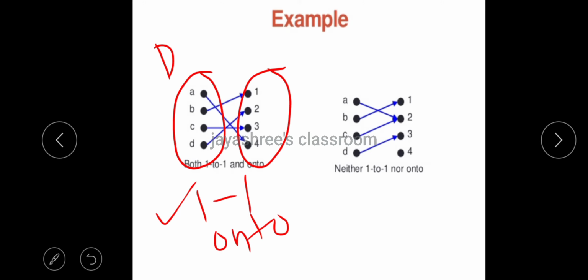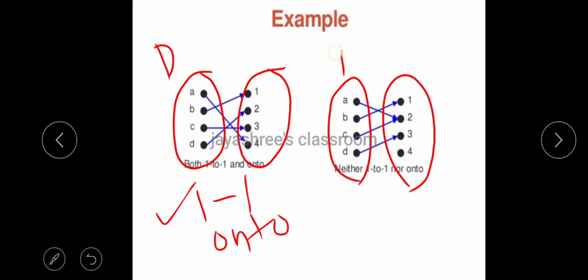Whereas, in this case, the domain contains A, B, C, D, and the codomain is 1, 2, 3, 4. Each member in the domain is connected to some member in the codomain, but here there is a free element, 4. 4 is not having a pre-image here. 4 is not used. Therefore, this is not onto, therefore not bijective.